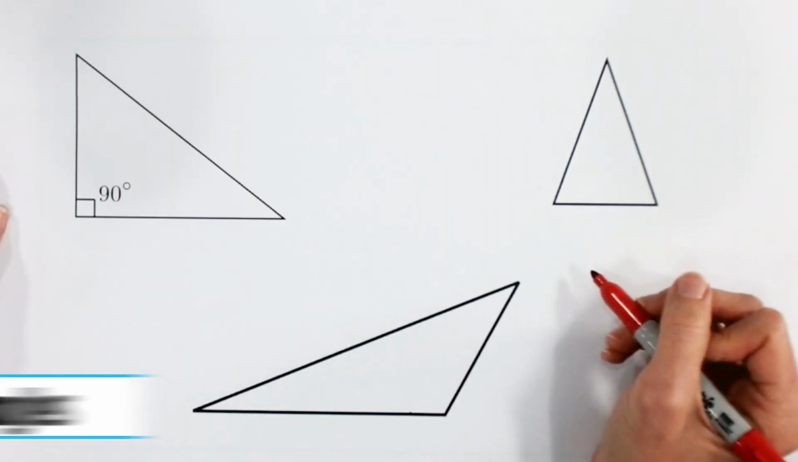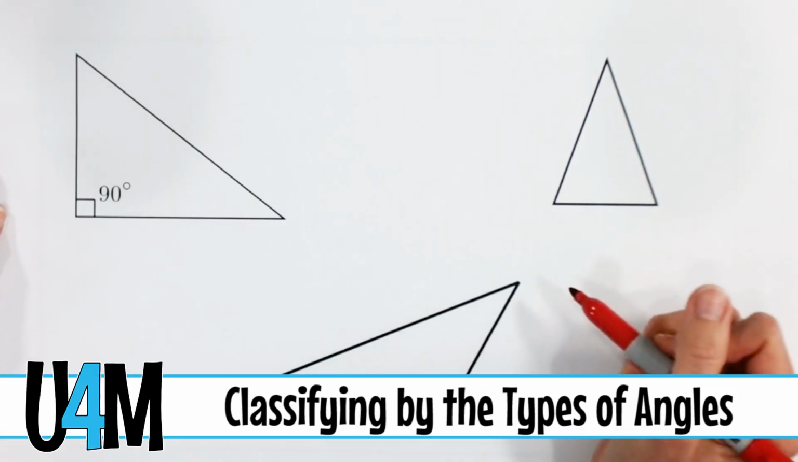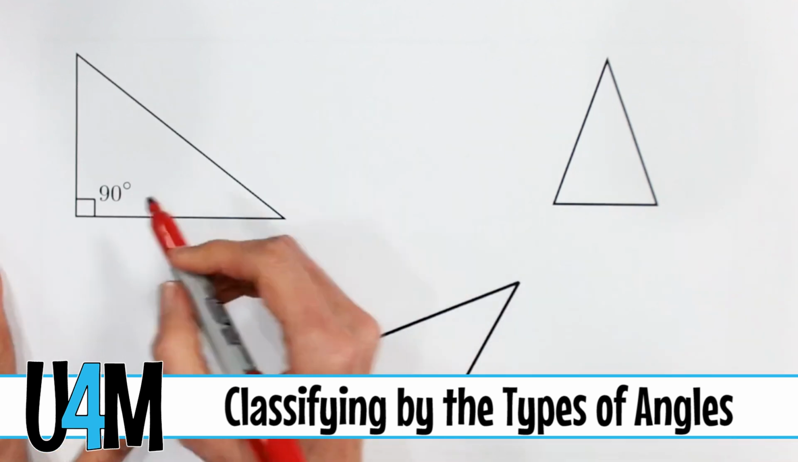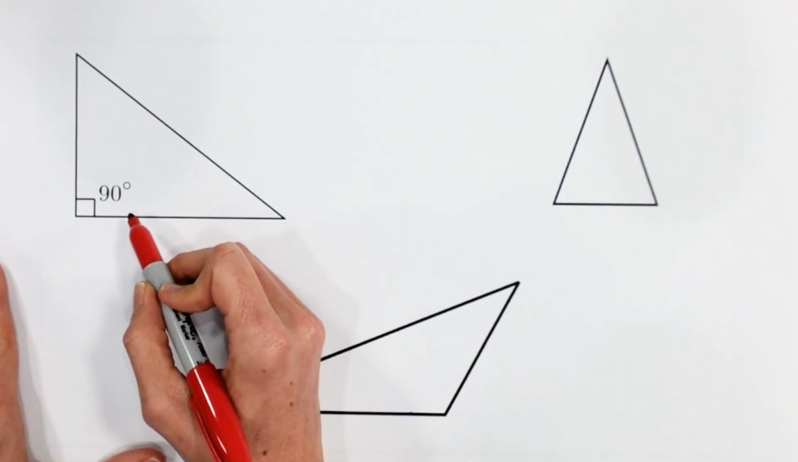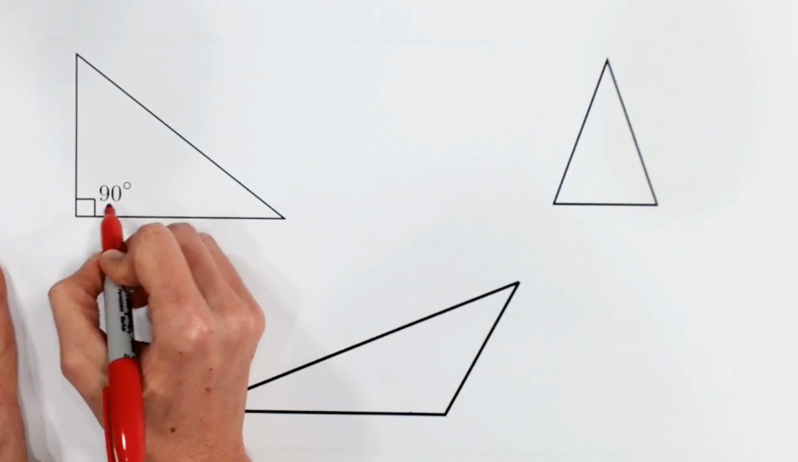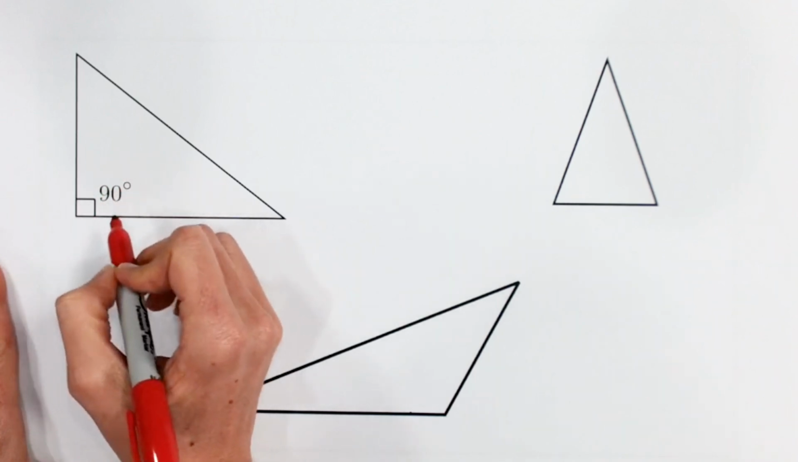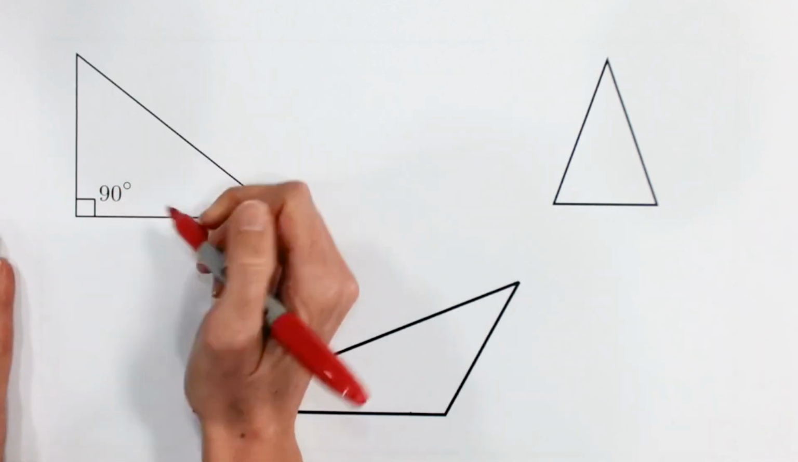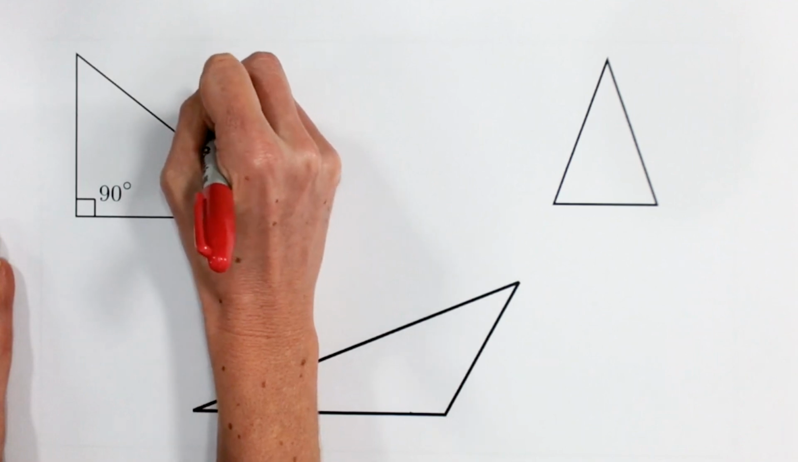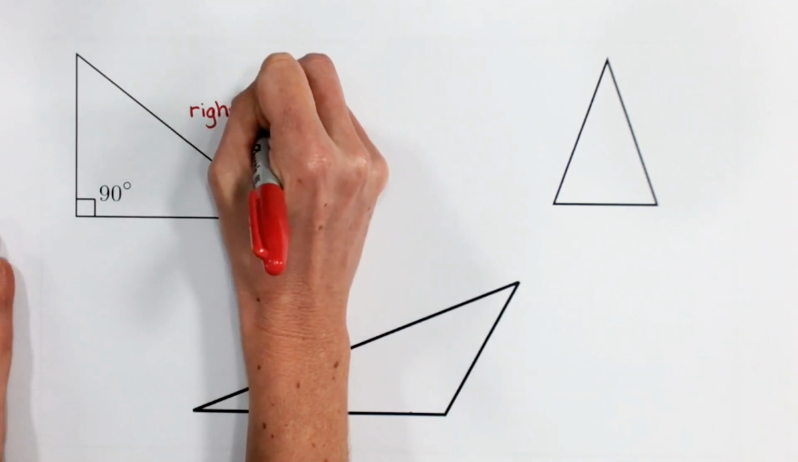So the second way we can classify triangles is by their angles. So let's take a look at this triangle first. I can see that a 90-degree angle has been formed within this triangle. So we can go ahead and classify this triangle as a right triangle.